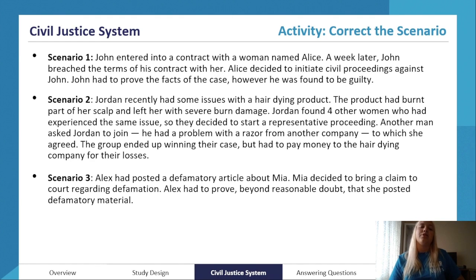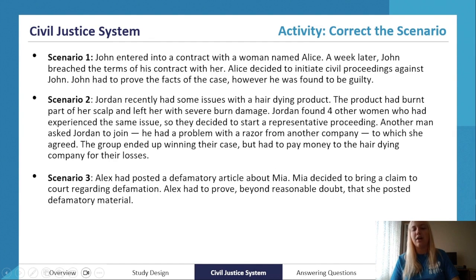Scenario 2, Jordan recently had some issues with a hair dyeing product. The product had burnt part of her scalp and left her with severe burn damage. Jordan found 4 other women who had experienced the same issue, so they decided to start a representative proceeding. Another man asked Jordan to join. He had a problem with a razor from another company, to which she agreed. The group ended up winning their case, but had to pay money to the hair dyeing company for their losses. What's wrong with this scenario?